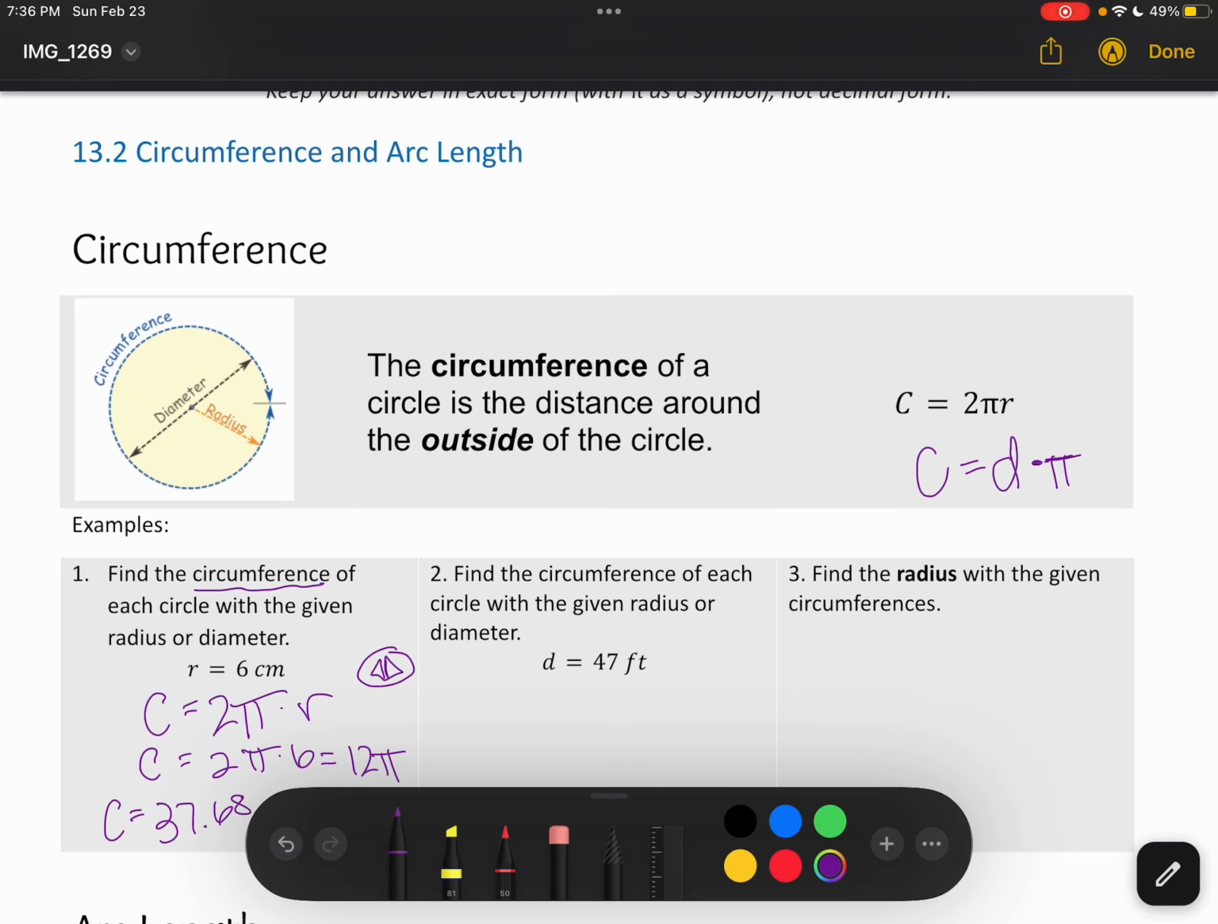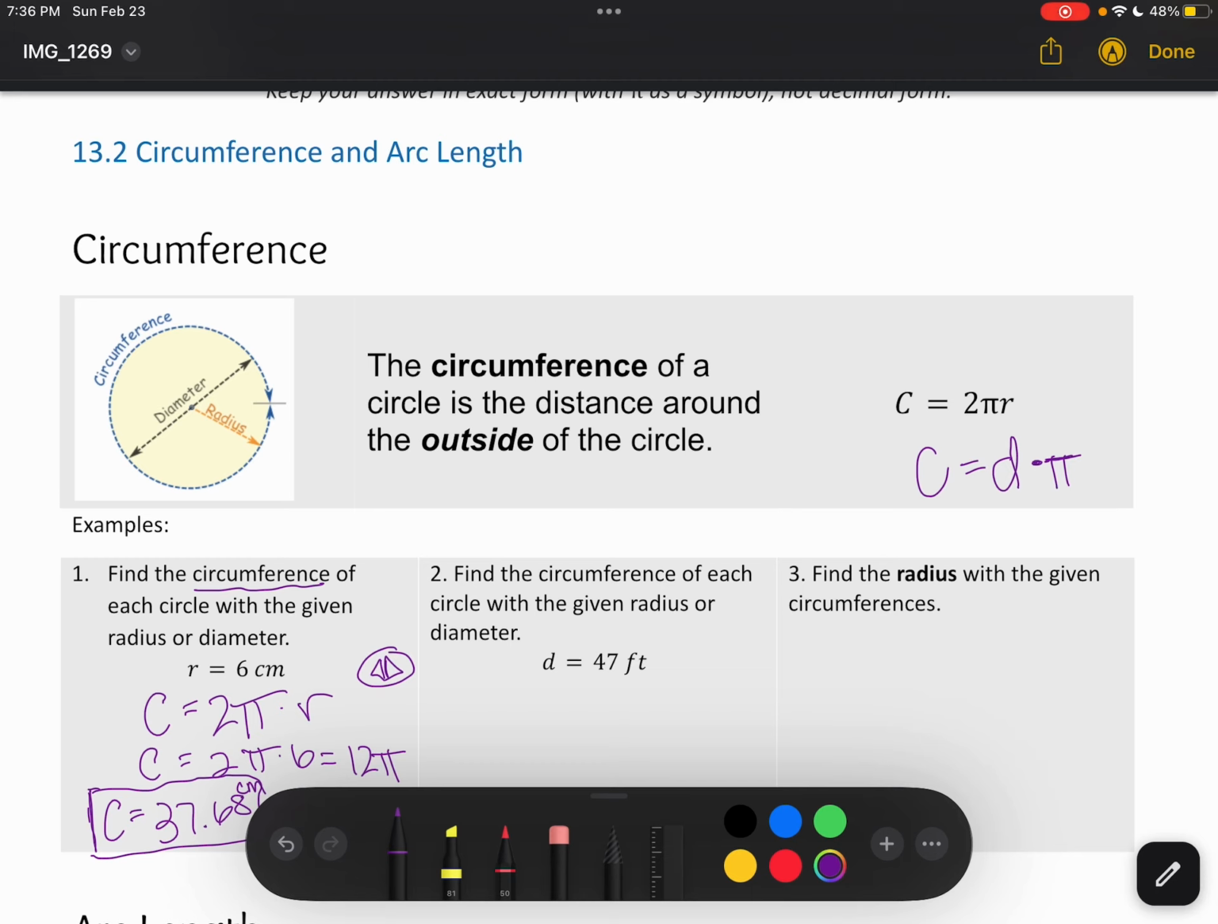Now I am using a different calculator than what we have in class, so it is possible that if you put that into your calculator, the rounding will be slightly different. But as long as it is within a few tenths, then we should be okay. So this would be circumference is 37.68 centimeters.